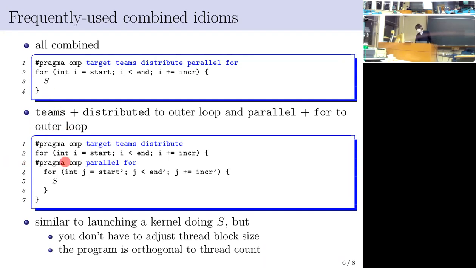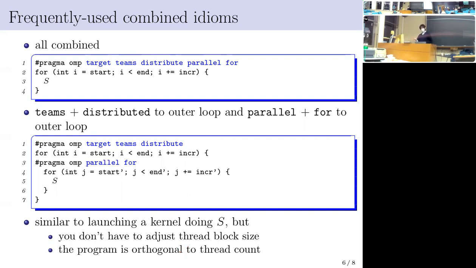Both are actually similar to launching a kernel doing this iteration. But either of them is somewhat easier to maintain. First of all, you don't have to specify the thread block size, and the program becomes orthogonal to the actual thread count.